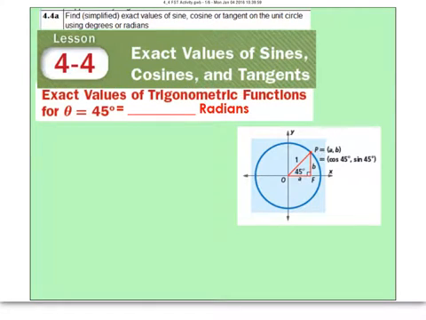We're going to start off 4.4a with a little bit of an investigation. We're going to try to take the approximate values from the unit circle and find their exact values. So let's go ahead and take a look at this.